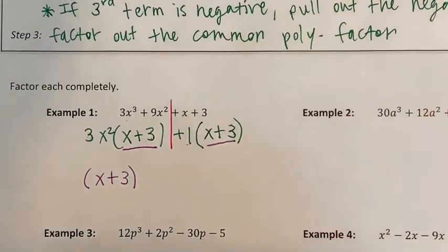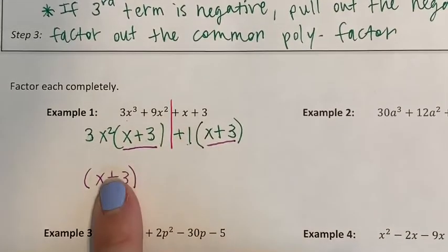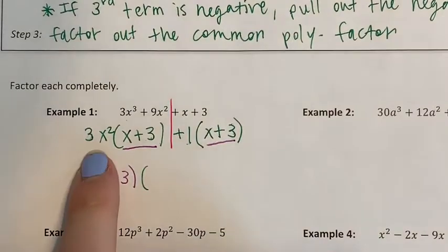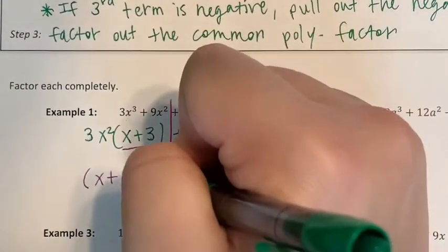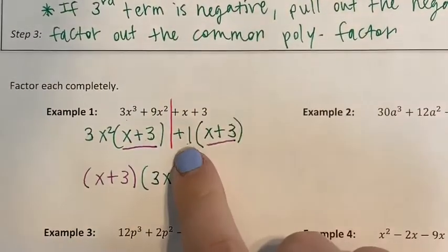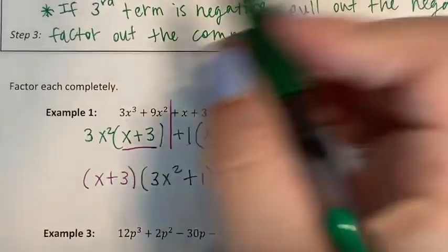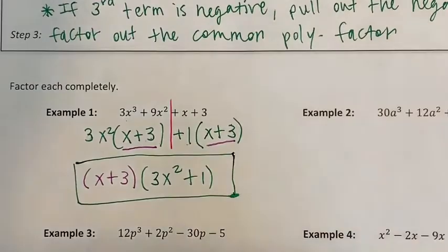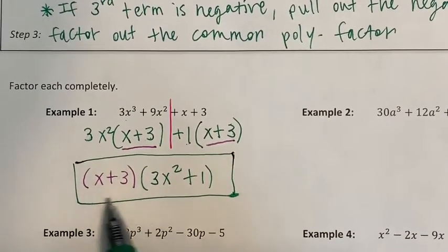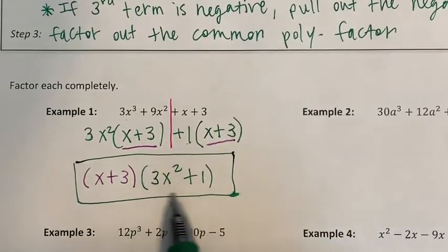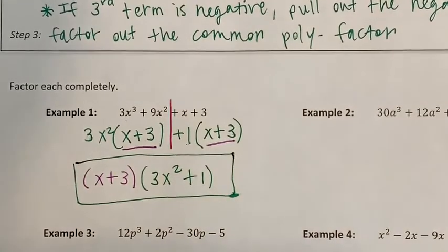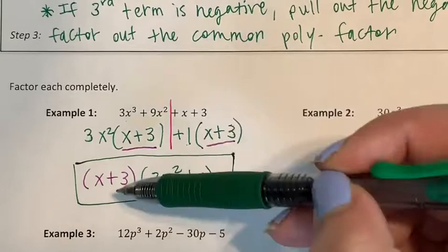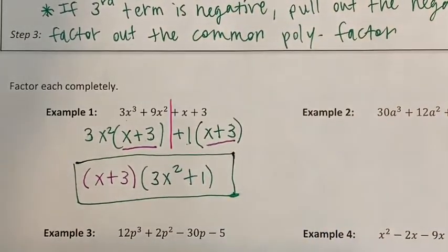So this is one factor, what's in common. And then the other factor is just the leftovers. By leftovers, I mean here we have a 3x squared, and here we have a 1. So that would be your final answer. You've got 2 factors. First parentheses is your first factor, second parentheses is your second factor. So you just took this polynomial and you factored it by grouping to get 2 factors.